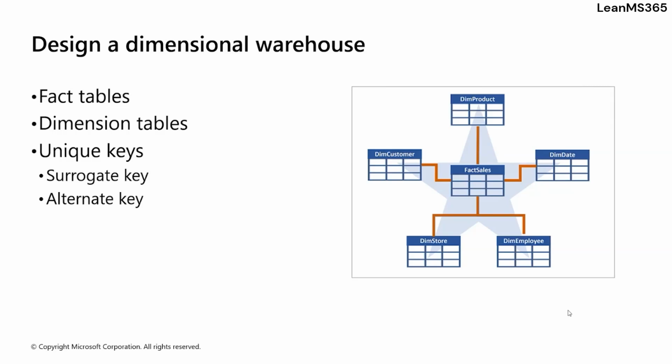First one is the surrogate key. It is a unique identifier for each row in the dimension table. It's often an integer value that is automatically generated by the database management system when a new row is inserted into the table. Then we have the alternate key, which is often a natural or business key that identifies a specific instance of an entity in the transactional source system, such as a product code or a customer ID.